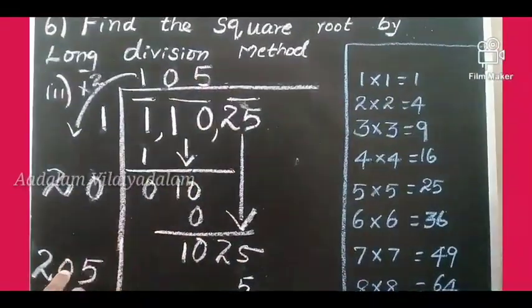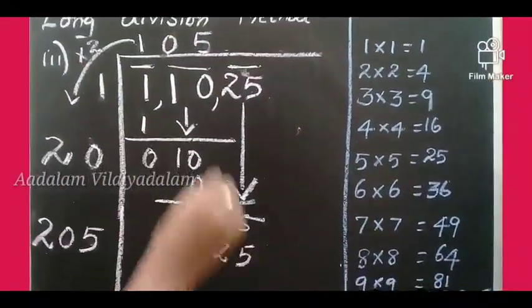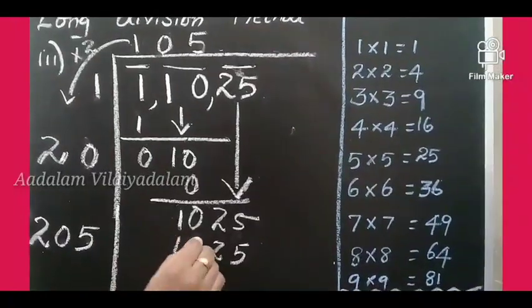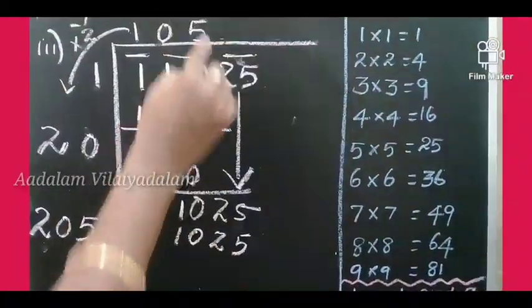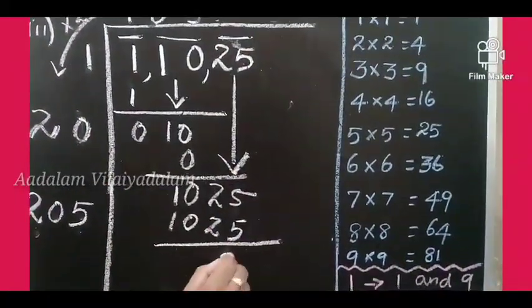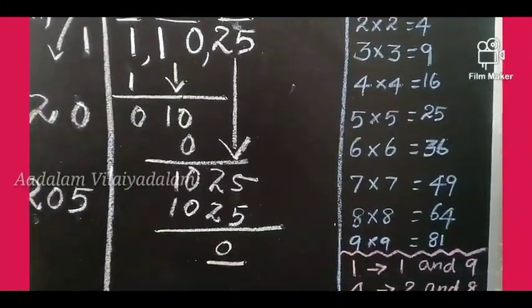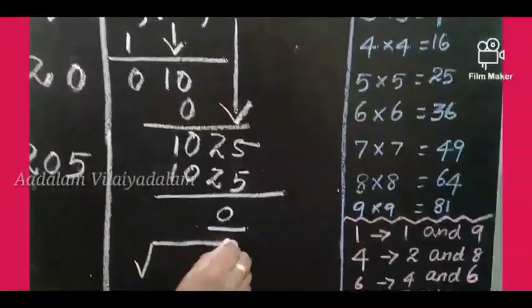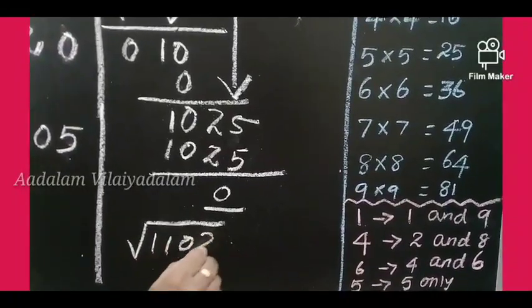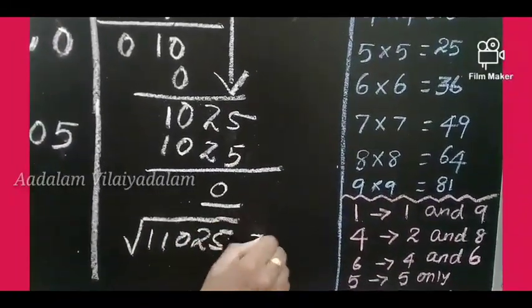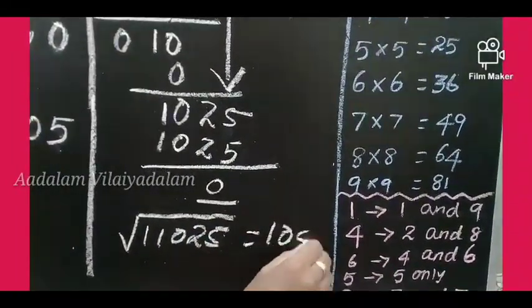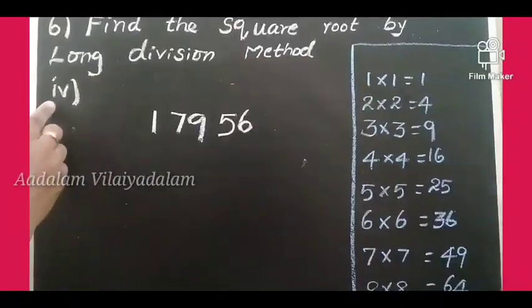Balance 2. 5 into 0, 0. 2. 5 2s are 10. So 205 into 5, the answer is 1025. The remainder value is 0. Here the square root of 25 is equal to 105 is the answer.